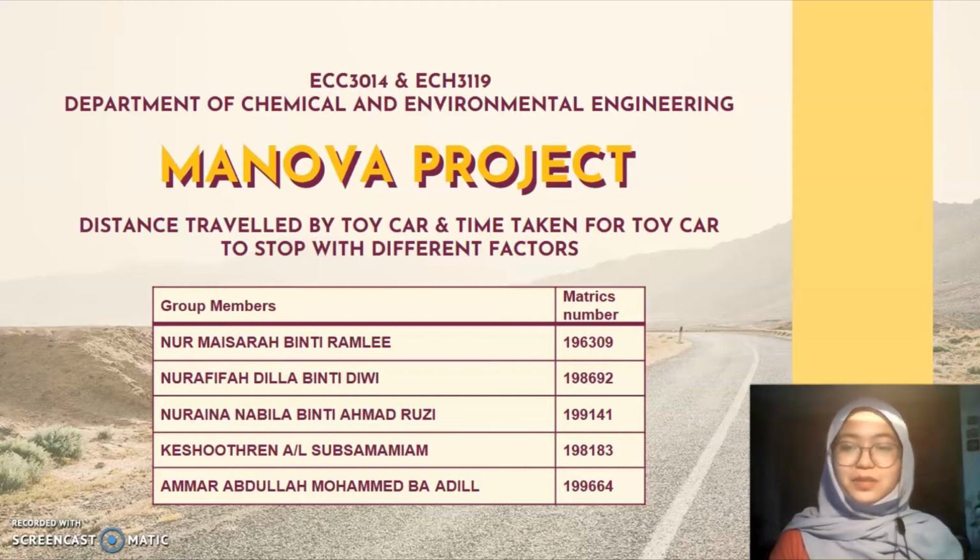Before we move on, I would like to introduce my group members. Firstly, my name is Nurmai Sarah and my matrix number is 196309. I am the leader of the group. Next we have our experimental members, Nur Afifah Dila and Nur Aina Nabila, and our computational members, Kashutran and Amma Abdullah.